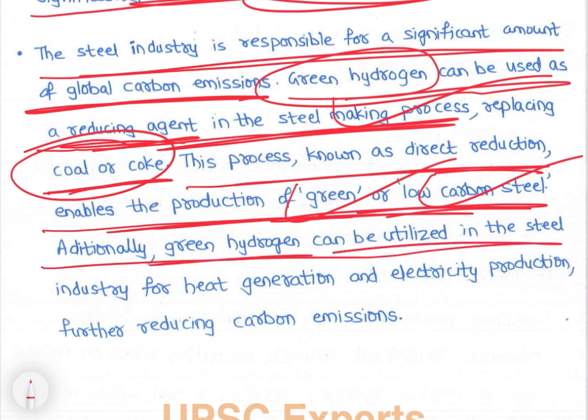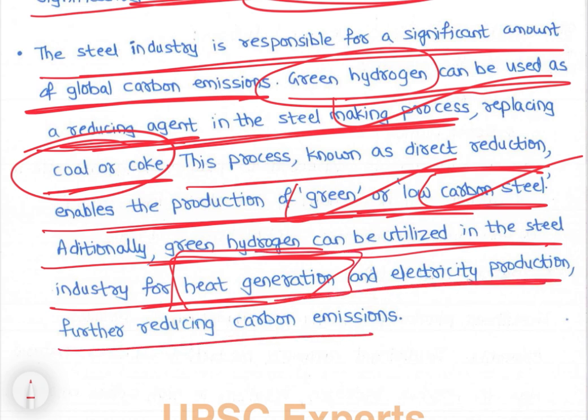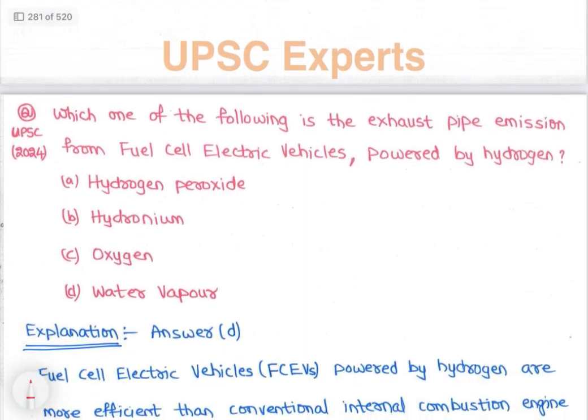Additionally, green hydrogen can be used in the steel industry for heat generation instead of coal, and for electricity production, further reducing carbon emissions. Basically, green hydrogen has the power to transform or reduce carbon emissions in most industries. So now let's see next.